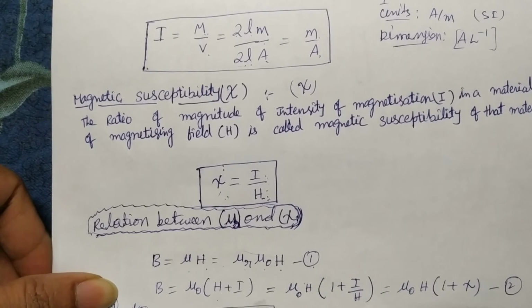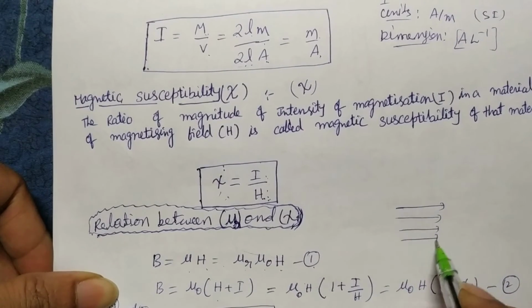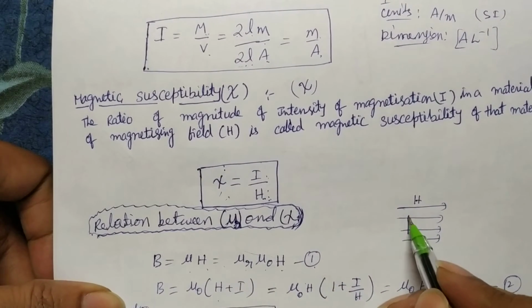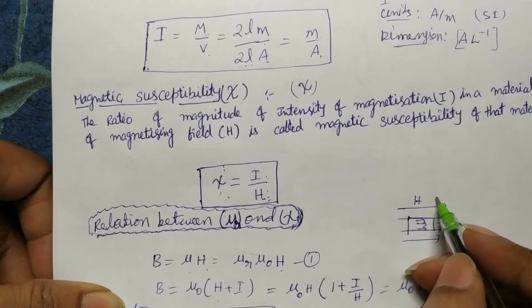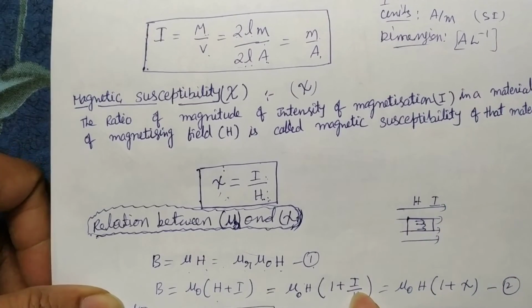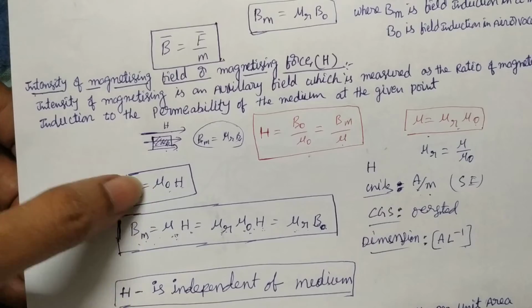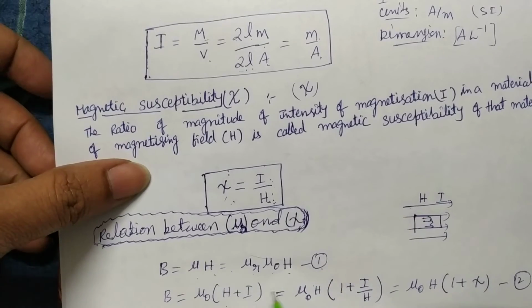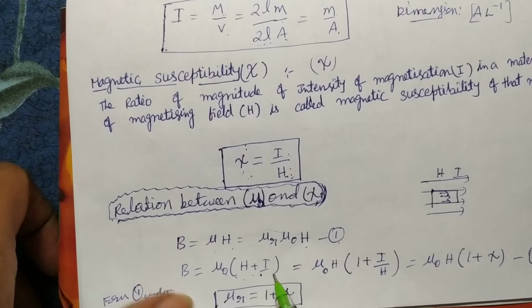For the second equation, if you take any space, there they apply a field H externally. If they introduce some material here, inside the material some magnetic field is also induced. That induced field we call I. What is generally the B value? B is equal to mu naught H if it is free space. Suppose you introduce a medium, then what you can write? Mu naught into H plus I. Both are there, one is the applied field and the other is the induced field. B is equal to mu naught H plus I.